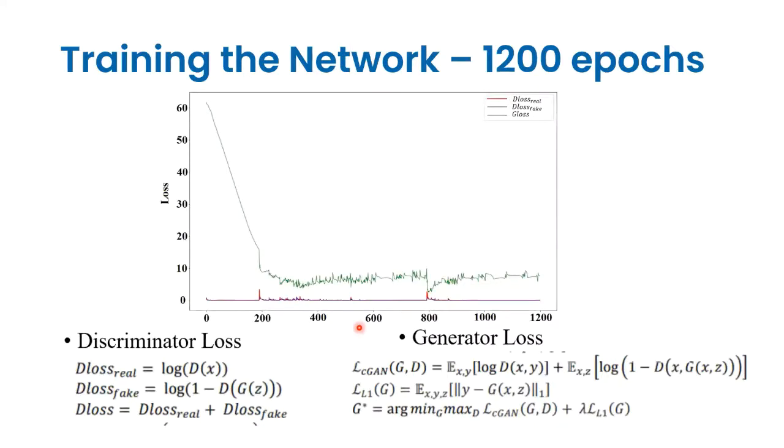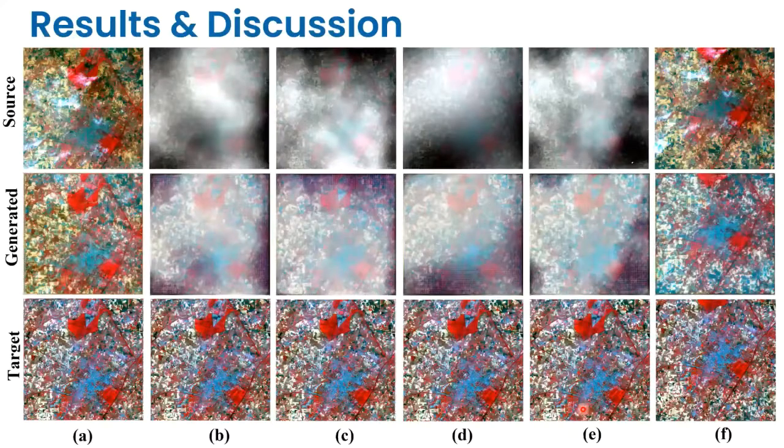So these are some training details. We trained the model up to 1200 epochs. This is the graph of the discriminator loss and the generator loss. So this is the discriminator loss. It is actually the sum of real and fake loss, and the generator loss is as described over here with the weighted L1 score. So these are the results of our model.